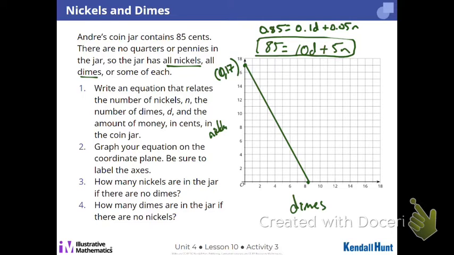How many dimes if there's no nickels? Well, there's 8.5 dimes if there are no nickels. But here's the deal. What's weird about this point, kind of, in context? You can't cut a dime in half. Half dime? There's such a thing. You could cut it in half, but it's not worth half a dime. It's not worth 5 cents. Why not? It should be. You could just use nickels.